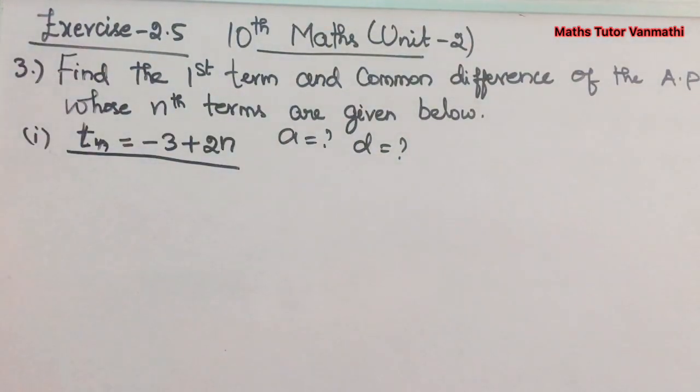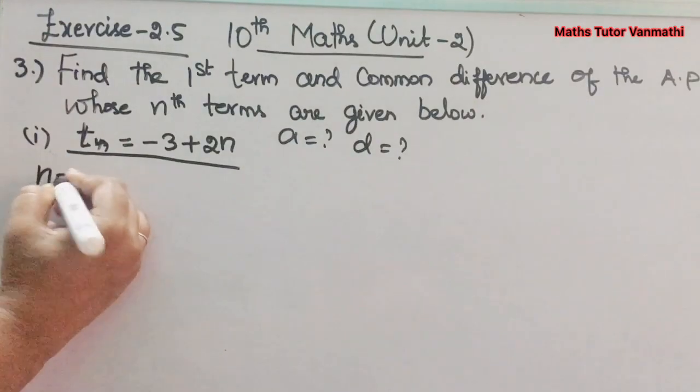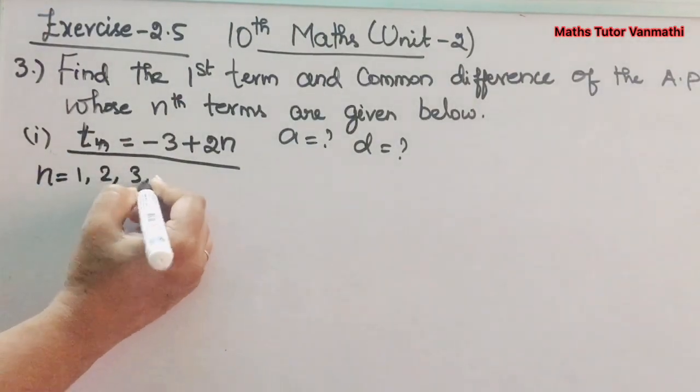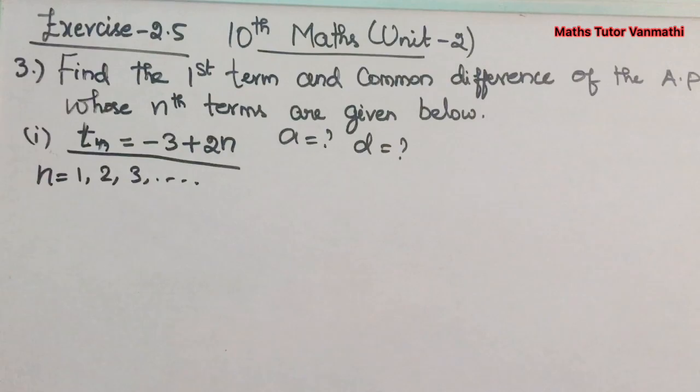First we are going to substitute the natural numbers, n is equal to 1, 2, 3, etc. The sequence goes on. So we are substituting 1, 2, 3, etc.